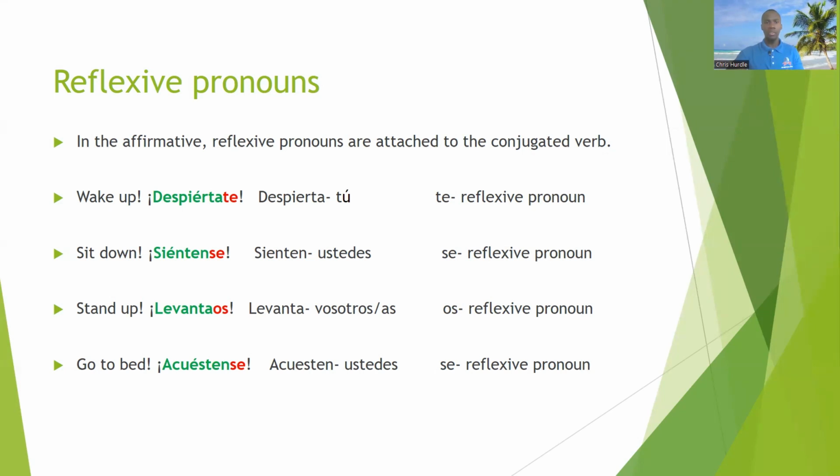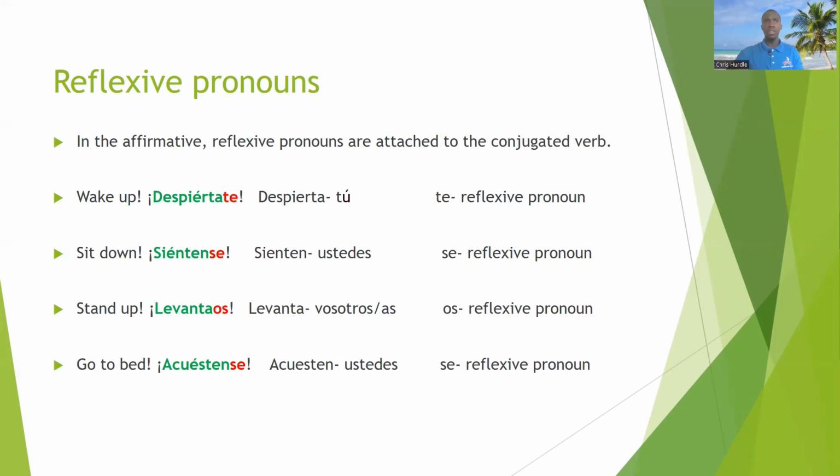Now, when it comes to the vosotros form, when we're using reflexive pronouns in the vosotros form, the D is removed. You know, in the affirmative, you would change the R to a D. You drop the R from the infinitive and you add D. Well, with reflexive pronouns, you remove the D. And you would add the reflexive pronoun afterwards. So you don't say levantados. No, you say levantaos. So you remove the D and you add the reflexive pronoun.